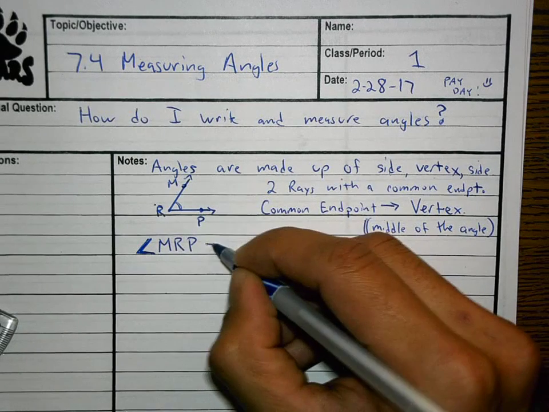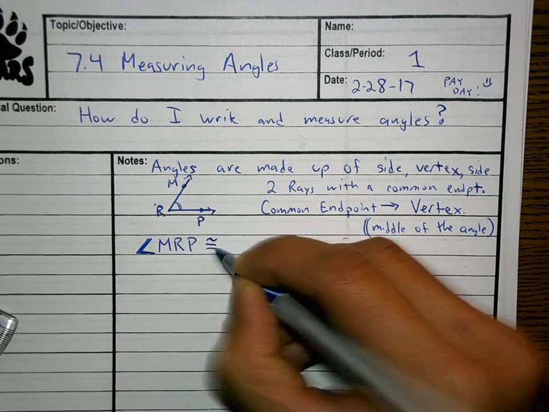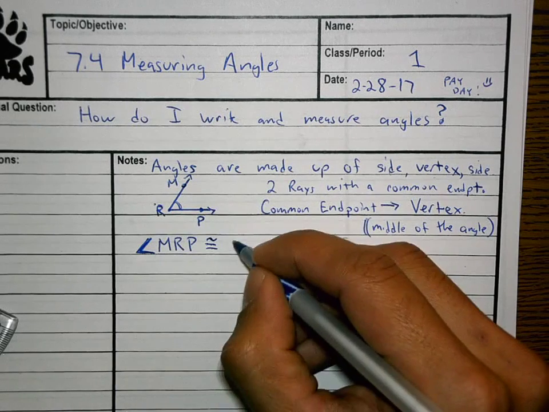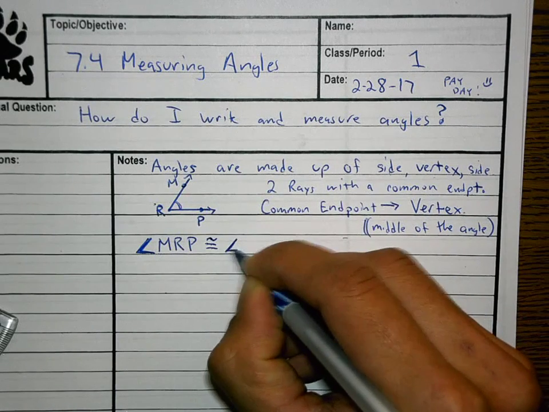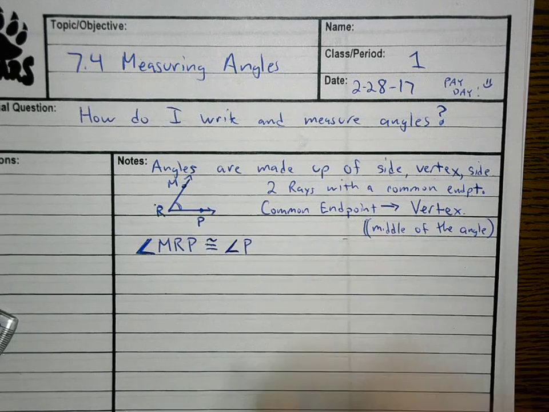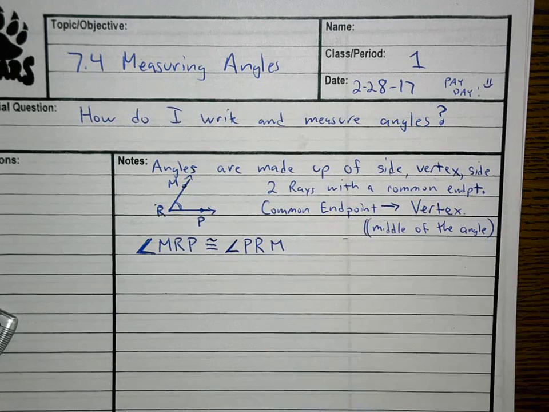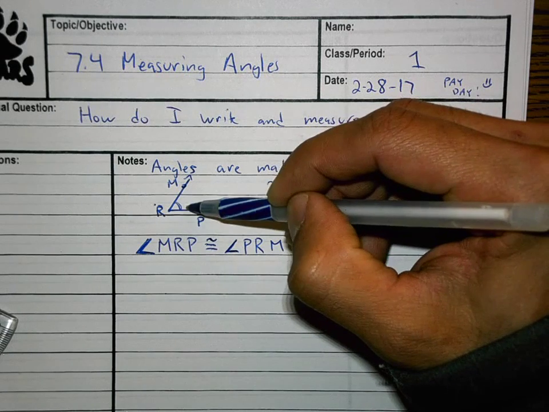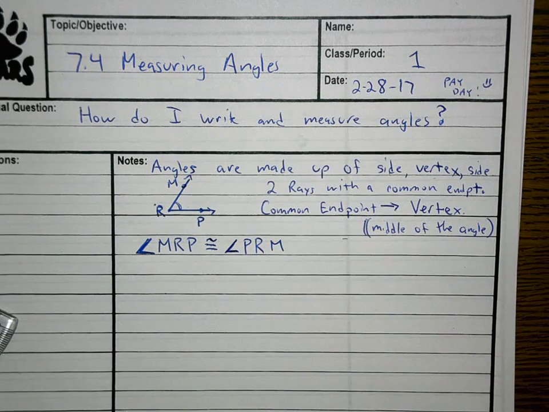This is congruent to, is there another way I could write it? Angle, don't forget the angle symbol. It's the same angle as angle PRM. These two angles are exactly the same thing as each other. How come? Because whatever this angle measures is going to be the same whether I go from this side to this side or this side to that side. I could prove it to you by using a protractor.